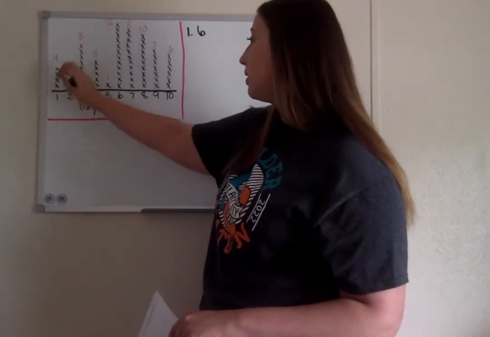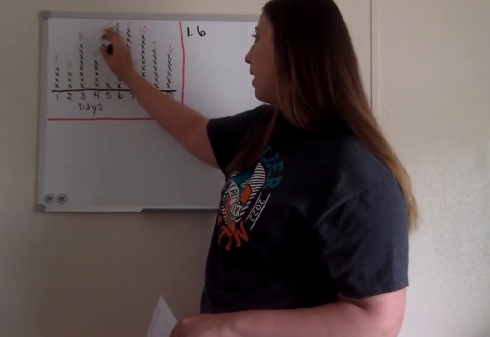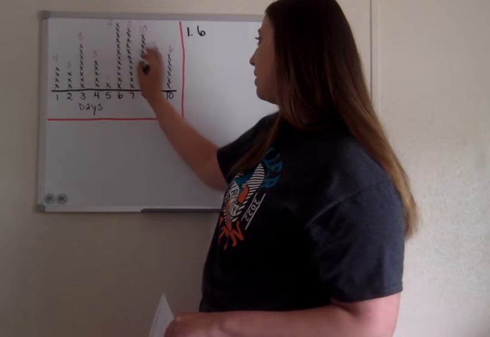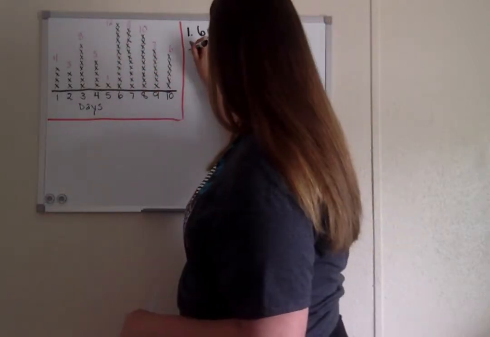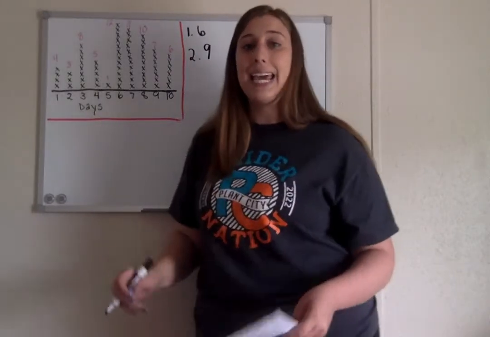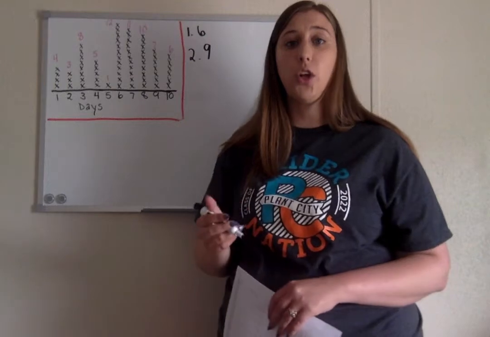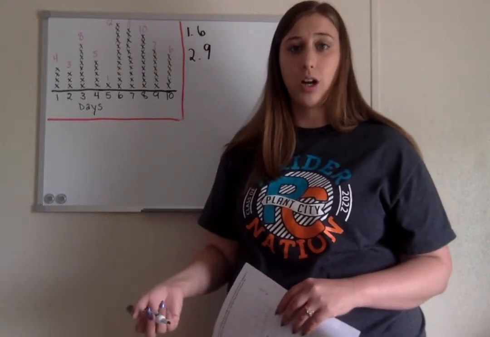So we have 1, 2, 3, 4, 5, 6, 7, 8, 9. All right, so there were 9 days. We counted a total of 9 days where we sold 3 or more boxes of chocolate.